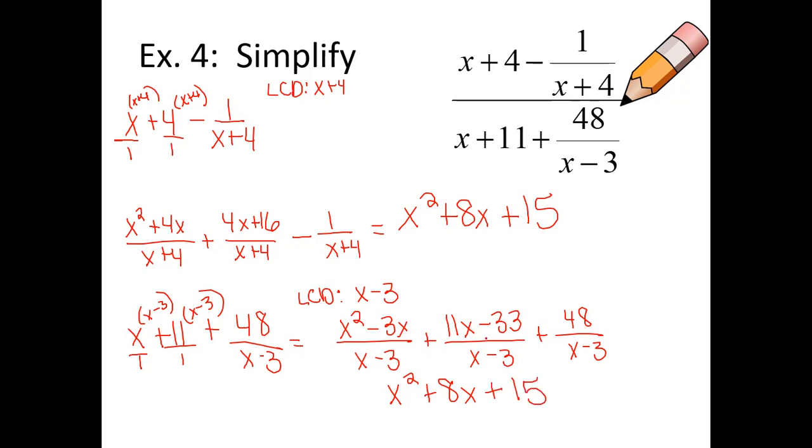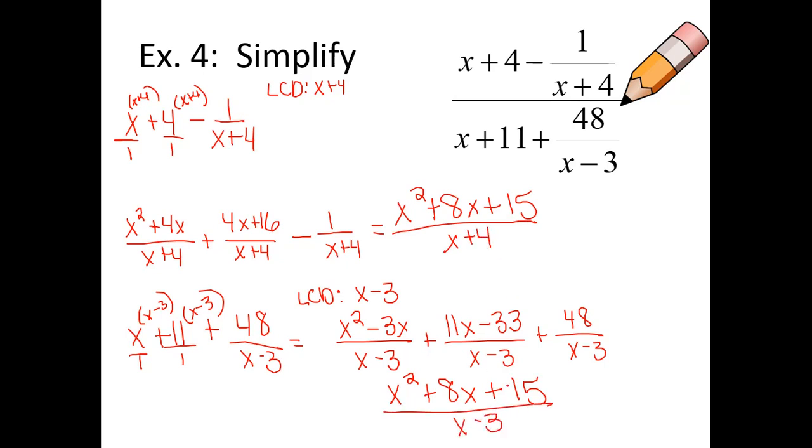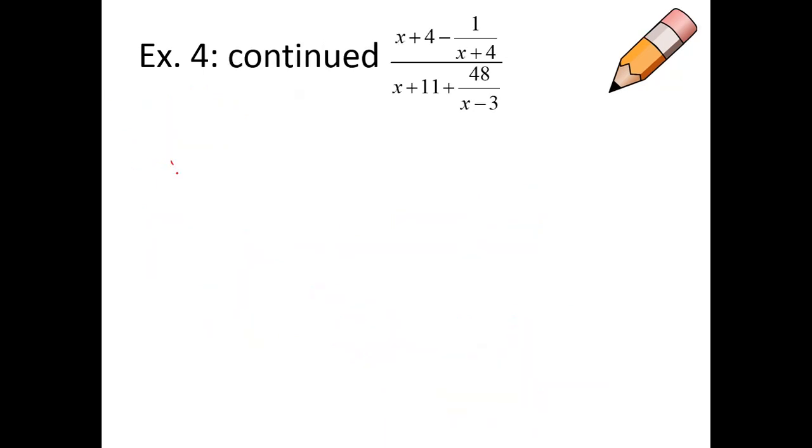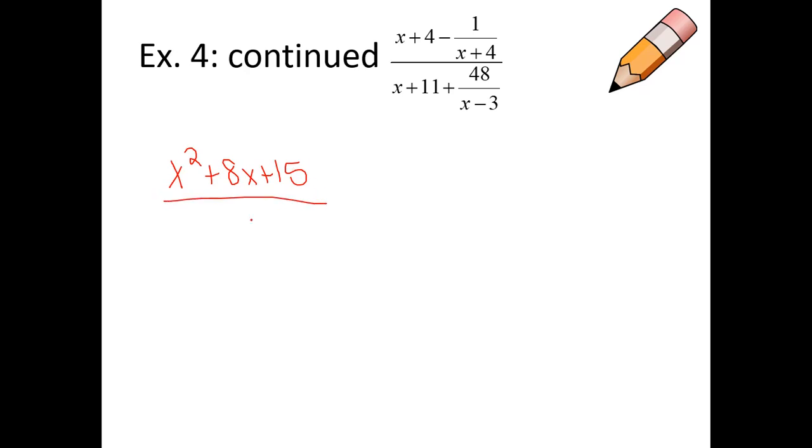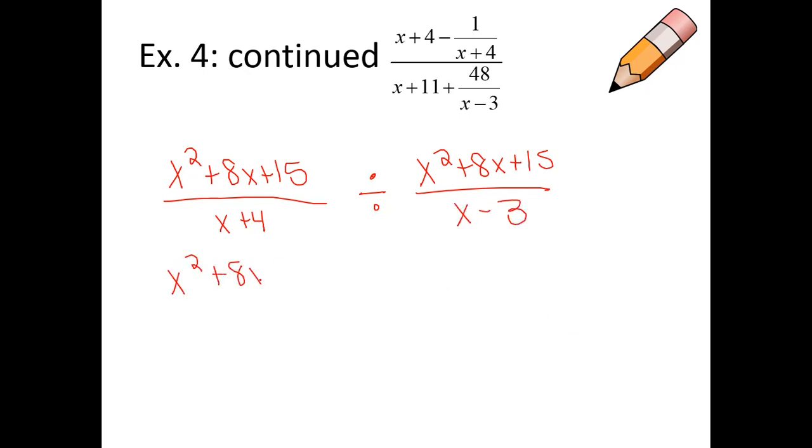Since I found out what the numerator is, that's over x + 4, right? This one's over x − 3, so now since I figured those two out, I do get to put them by each other. So I have x² + 8x + 15, right? That's what we had. Yep. Over (x + 4) divided by (x² + 8x + 15) over (x − 3). Okay, so now I am going to flip that second fraction around.